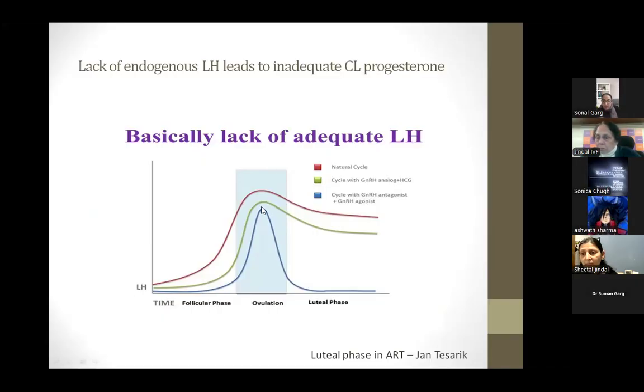I request all participants to please mute yourself. Dr. Suman, so Dr. Ashwath.